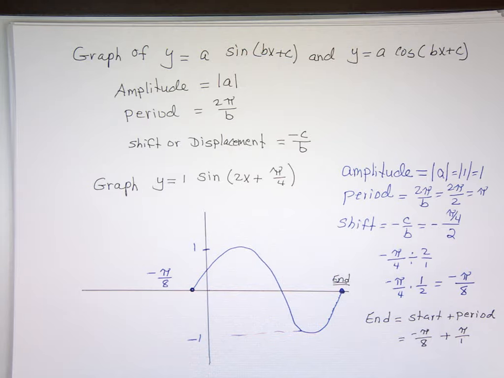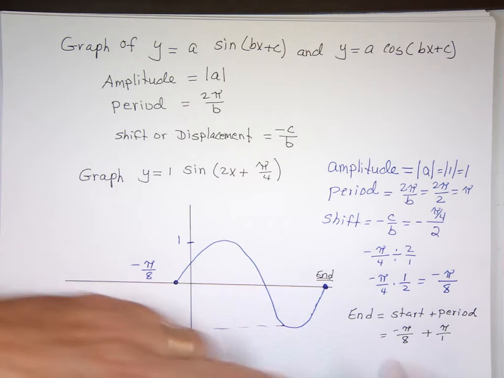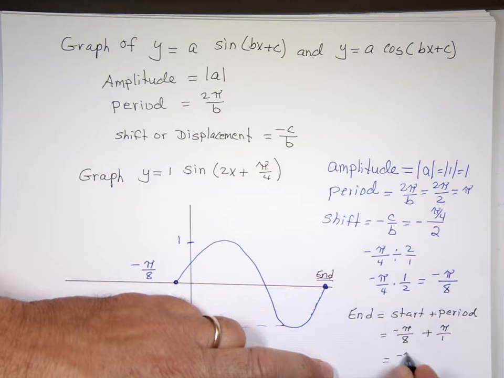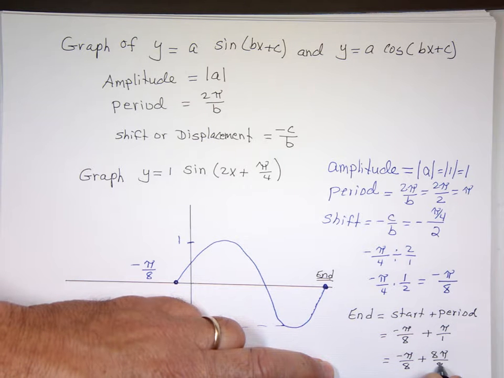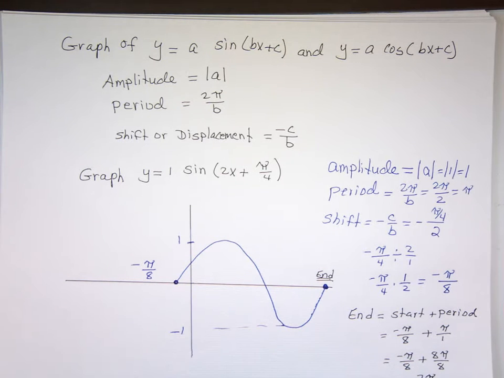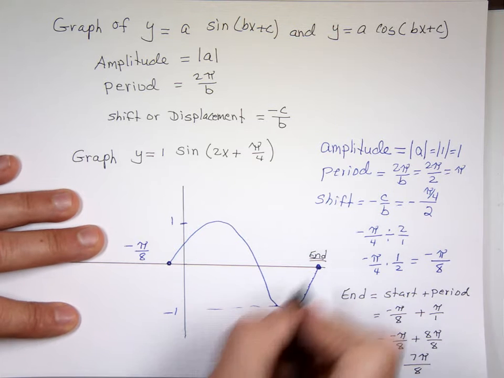So if you're going to add them, you need a common denominator, which is what? 8. So that would be 8 pi over 8. So this will be what? Negative pi over 8 plus 8 pi over 8. Since the bottoms are the same, that's 7 pi over 8. So in this example, the graph will end at 7 pi over 8.